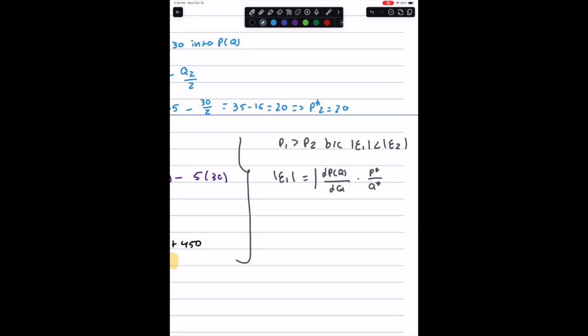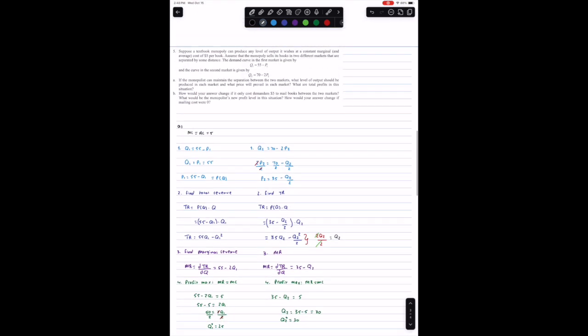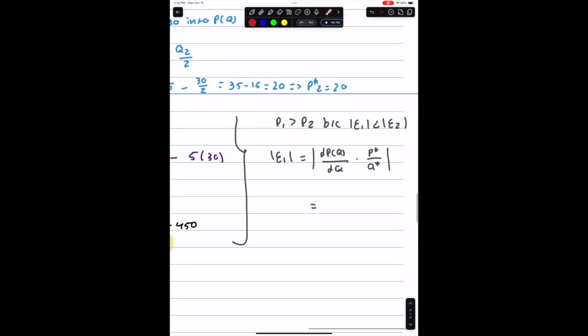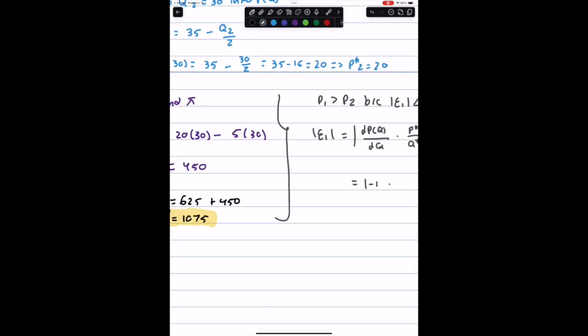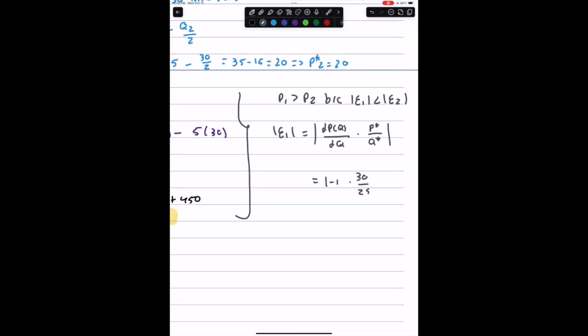Let me just make sure I'm getting that right. We know that in our first demand function, or first P function, P1 is equal to 55 minus Q1. So we know that this derivative is just equal to -1 times our P star, which is 30, over Q star, which is 25. Times 30 over 25, which is equal to 6 over 5. So E1 is equal to 6 over 5.